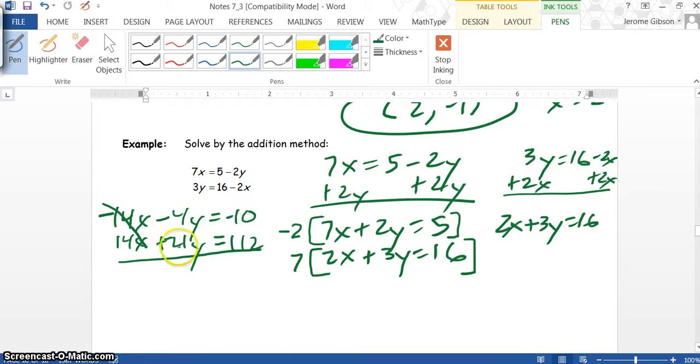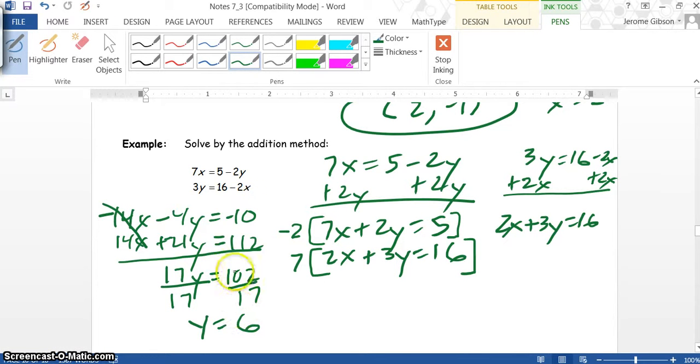These x's simplify out to 0. Negative 4y plus 21y will give us a positive 17y. And negative 10 plus 112 will give us 102. Now we will divide each side by 17. And y will equal 6.